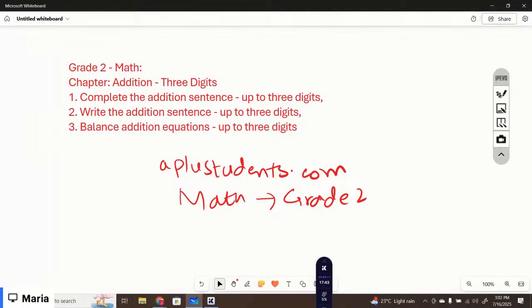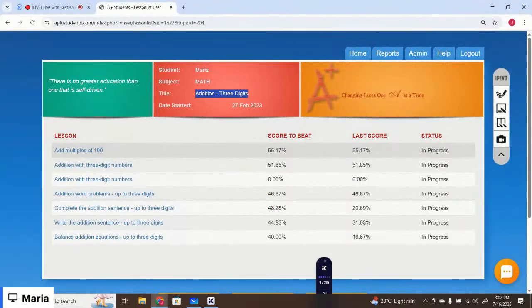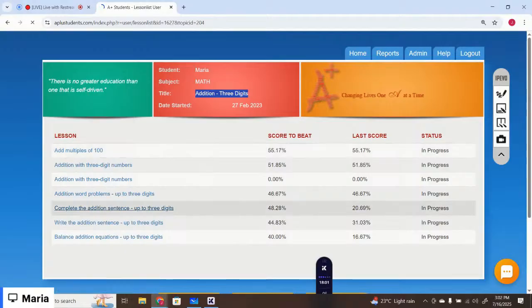Please make sure you have your notebook and pencil so that you can write down the important examples and definitions as well. Let's start with the lesson on addition sentences.